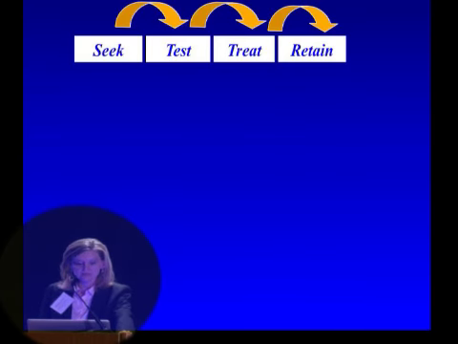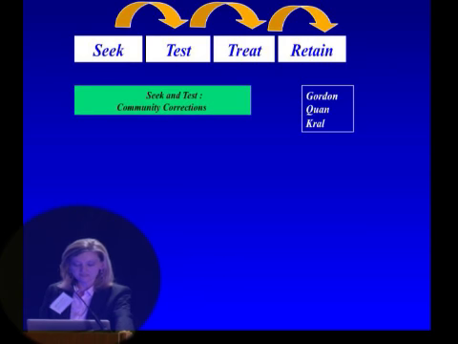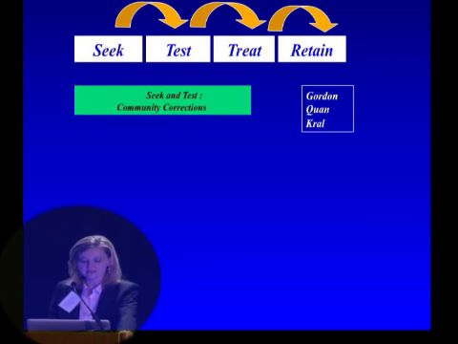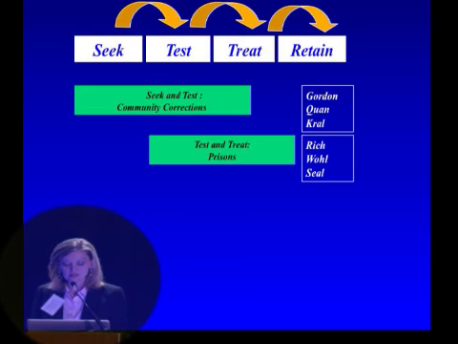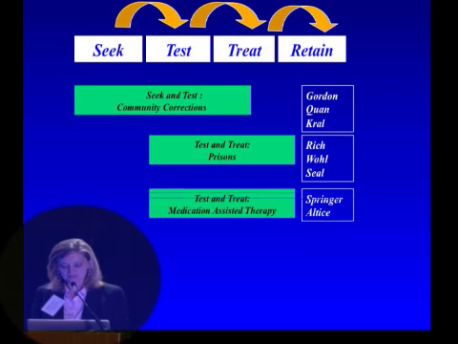So if we look across what the different studies are involved in, most of them move across the entire continuum, but some of them have a specific focus. So 3 studies in particular are focusing on using criminal justice involvement as an opportunity for seeking and testing and then move into treating. There are 3 studies that focus specifically on trying to implement some type of universal testing within criminal justice with focus on treatment and retention.